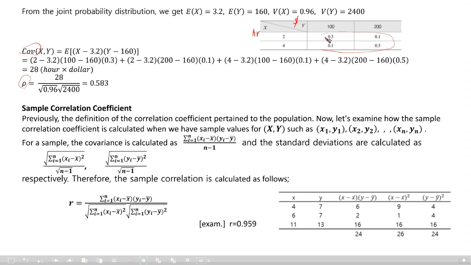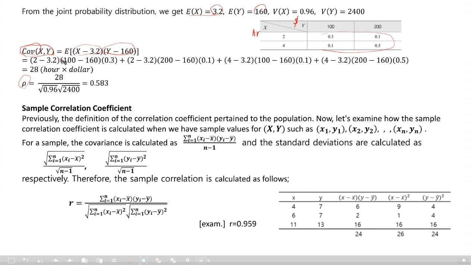So first, from this table, we get expectation of X 3.2, expectation of Y 160, variance of X from this table 0.96, variance of Y is 2,400. Okay, covariance of X and Y is the expectation of what? Deviation of X times deviation of Y, like this. 3.2 and 160, already we get it. Okay, it's the mean of X, the mean of Y.